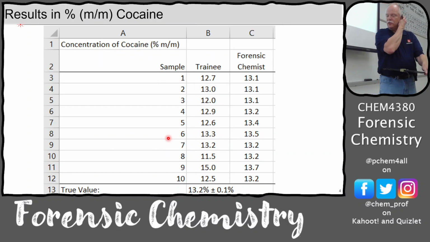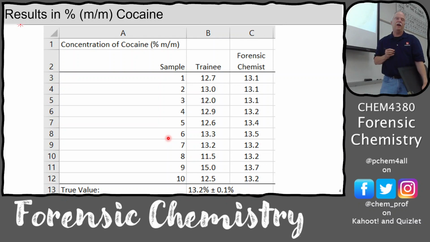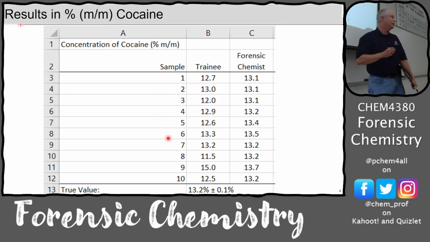So here are the results. So just always look at the data to see if it makes sense. And that's what that silly acronym was. ANOG is this analysis of good. Does the data look good?